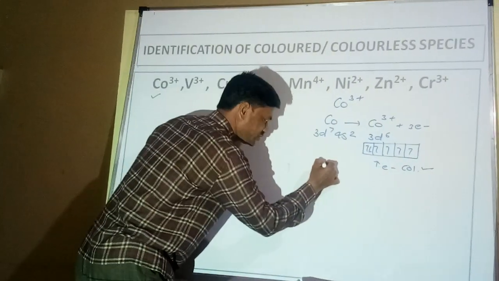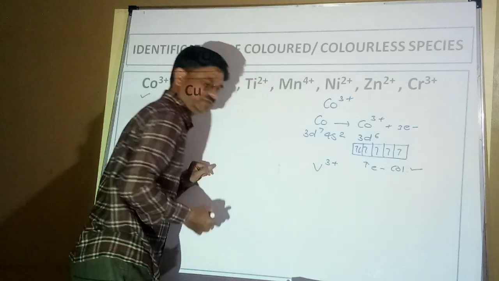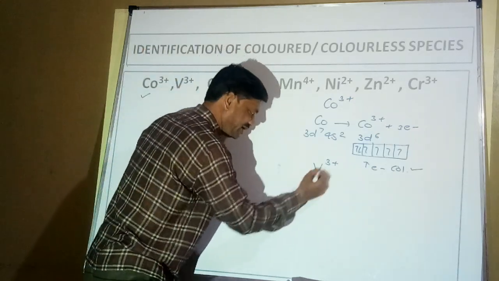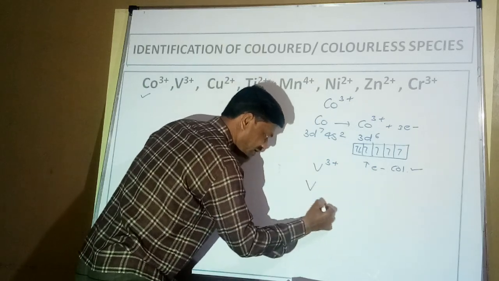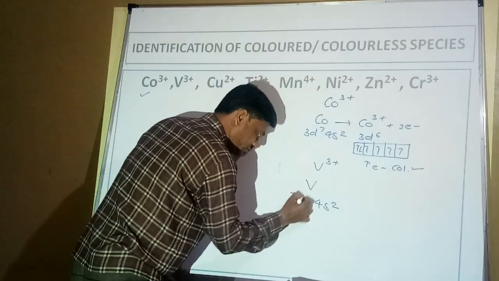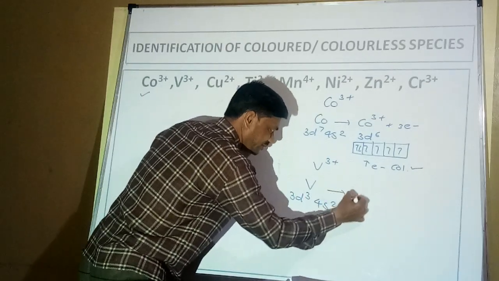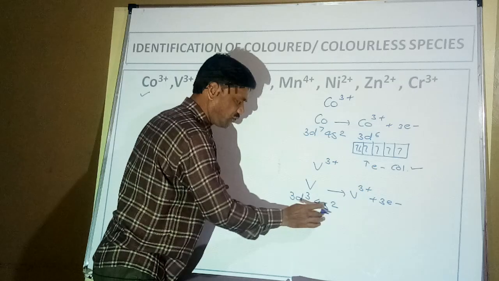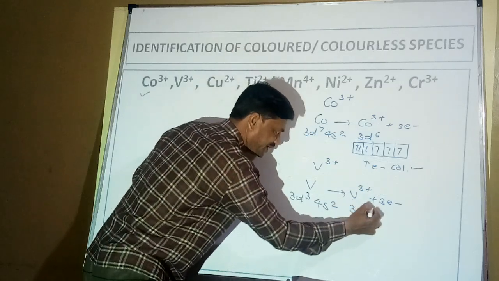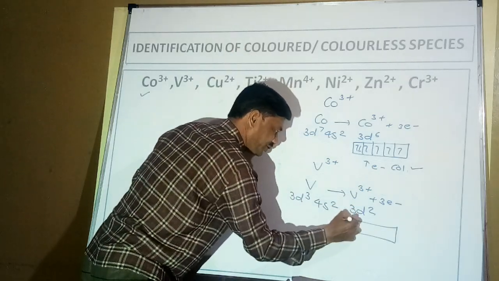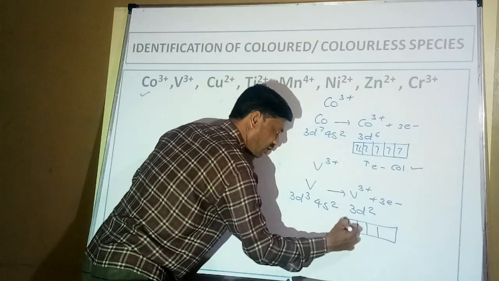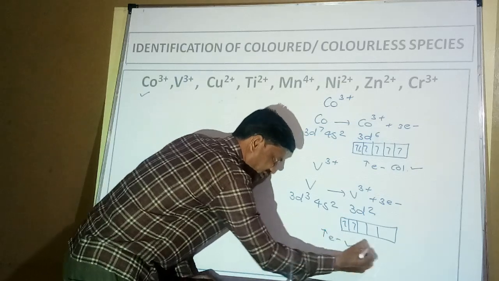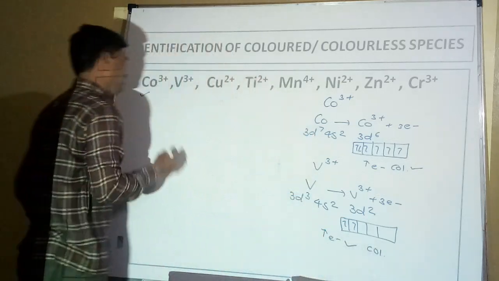Now, V plus 3 ion, vanadium plus 3. What is the atomic number? Scandium 21, titanium 22, vanadium 23. So it becomes Argon 18, 4s2, 3d3. In order to form vanadium plus 3, there should be loss of 3 electrons: 2 from 4s, 1 from 3d. What you get is 3d2. 3d2 indicates the presence of how many unpaired electrons? 2 unpaired electrons. So due to the presence of unpaired electrons, again it is found to be colored.